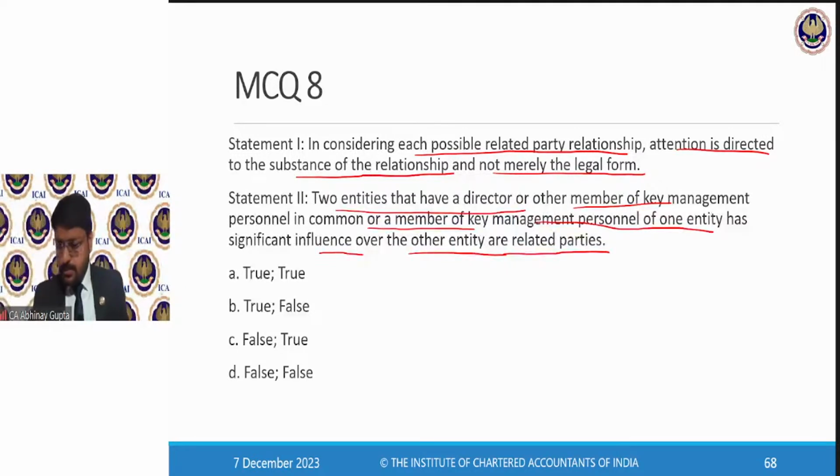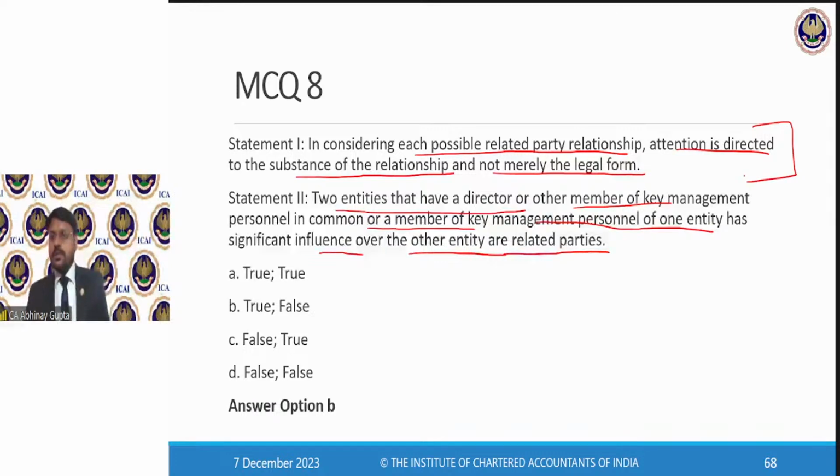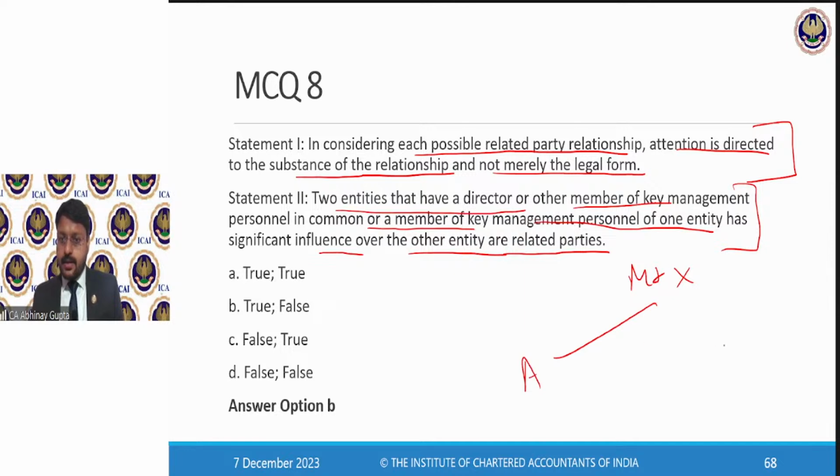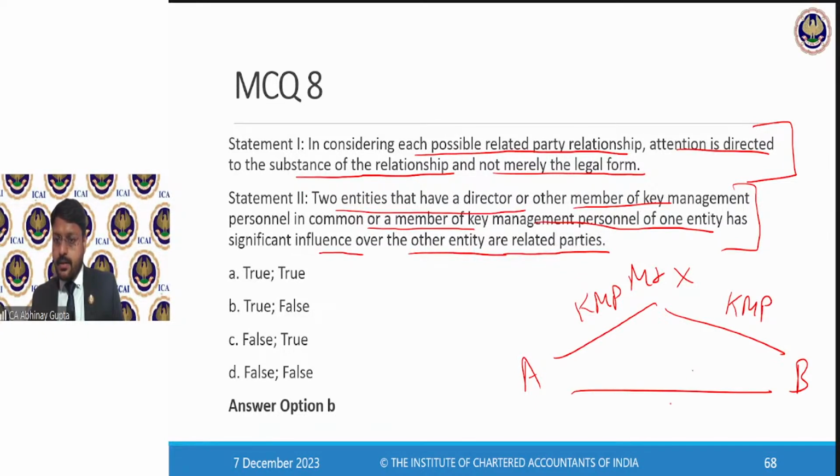Abdul is saying B. Correct. So first is true because the standard always says substance over form needs to be considered, right? And the second statement is false. This we have discussed multiple times. So Mr. X, entity A, entity B, KMP, KMP, right? Related? No, not KMP. SI. Related? No. Correct?